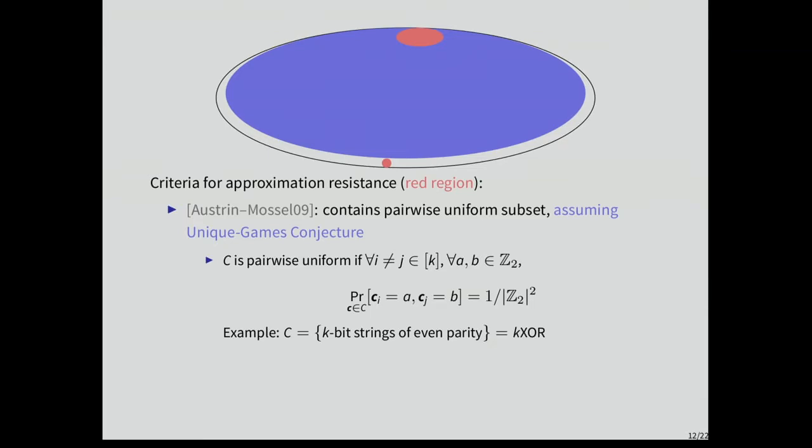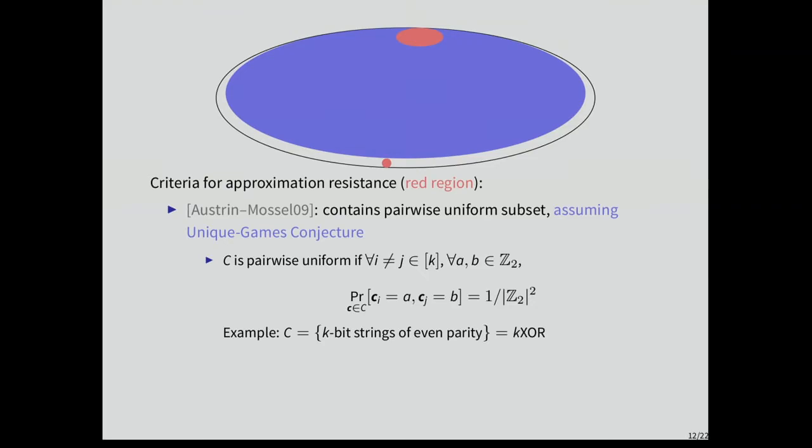What does it mean to be pairwise uniform? It means that if you choose a random k-bit string from C uniformly at random and look at two coordinates of the string you choose, the marginal distribution on the two coordinates is uniform. Anything that satisfies this condition is called pairwise uniform. For example, if C is the collection of all strings of even parity, such a collection C is pairwise uniform, because if you pick an even parity string at random and look at two coordinates, the marginal distribution is uniform.